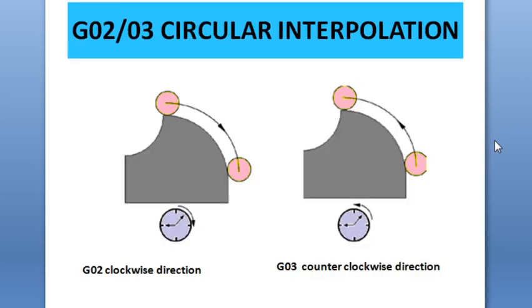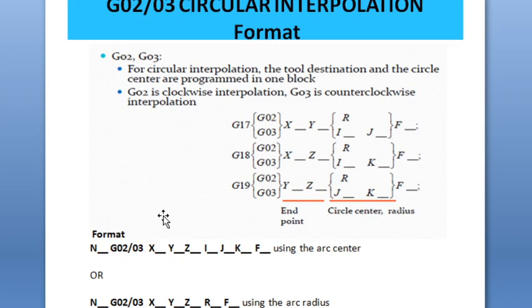G02 or G03 is circular interpolation, in clockwise or counterclockwise direction. In clockwise direction, the cutter can be moved from this direction to this direction. Clockwise directional arc is G02. G03 is counterclockwise direction; the cutter can be moved in the upward direction. So counterclockwise, G03 is used here. Here G02 is used. It's the format used for G02 or G03: G02 for clockwise and G03 for anti-clockwise directional arc.